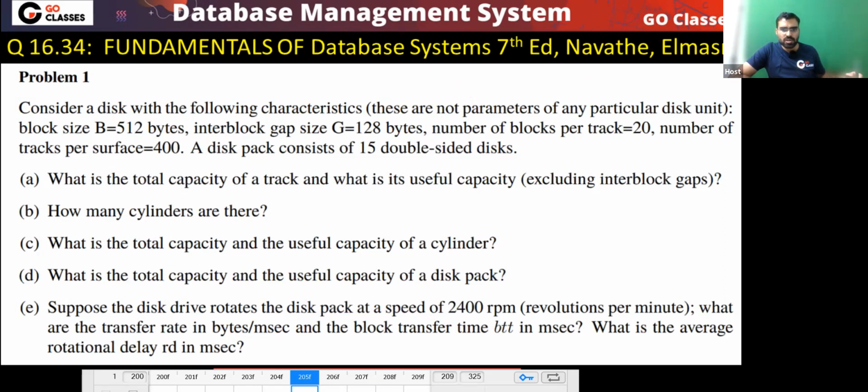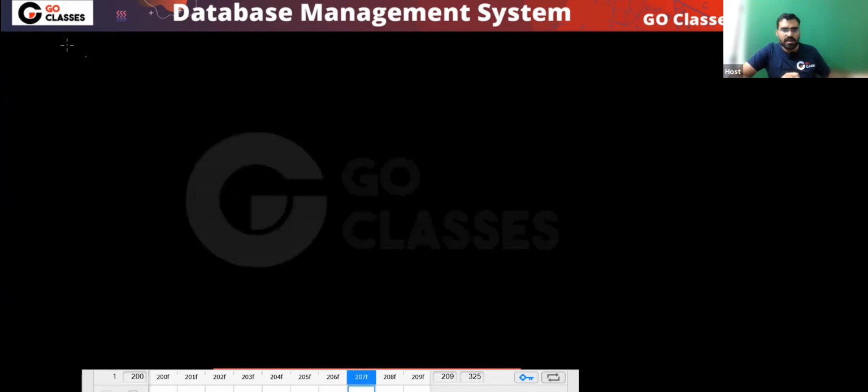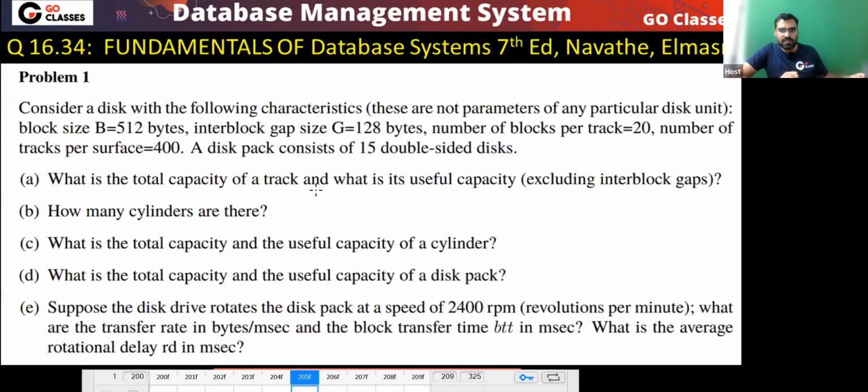Very nice question. You can notice how many parts there are in total. There are 5 and 7 parts. A lot of things are asked in this question. So let's solve the first part. Let's start with A. Tell me what A is. Consider a disk. A disk, a hard drive, is given to you, and its characteristics are given to you.